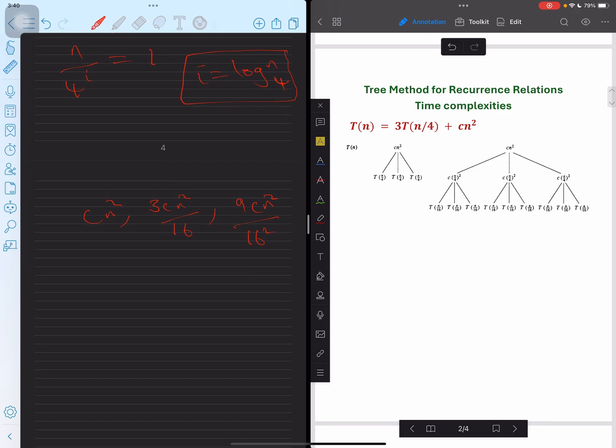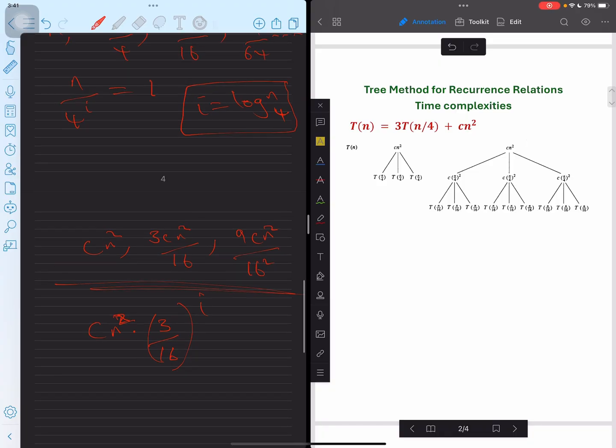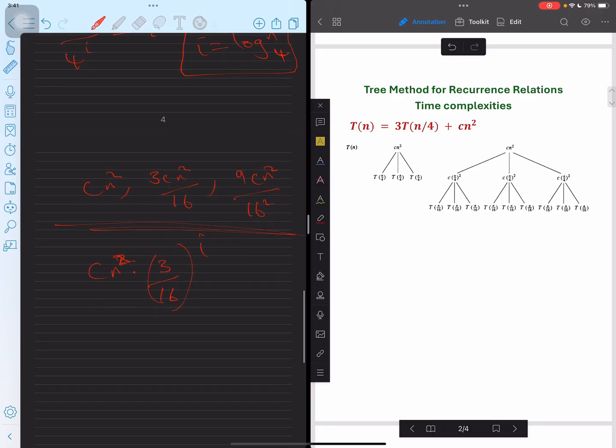So based on this now, I can tell what the pattern will be. The pattern is going to be Cn squared times 3 over 16 all to the power of I. See that? All to the power of I. And that will give me the work done at any of the levels. Okay? So, good. Take note of this one. This is one of the pieces we need also to get the final solution.